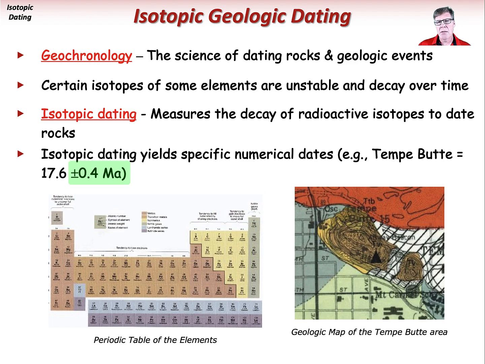The measurement error may be included with the age date to show the quality of the data. Here, the volcanic rock is 17.6 plus or minus 0.4 million. That means it could be as old as 18.0 million or as young as 17.2. Fresh samples analyzed with modern techniques usually yield a rather low measurement error.